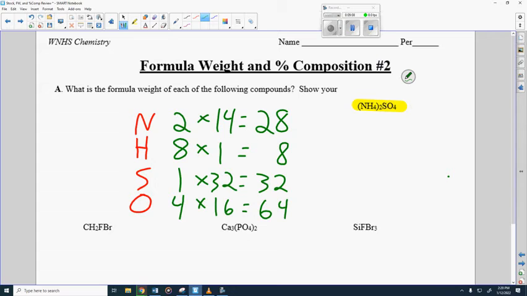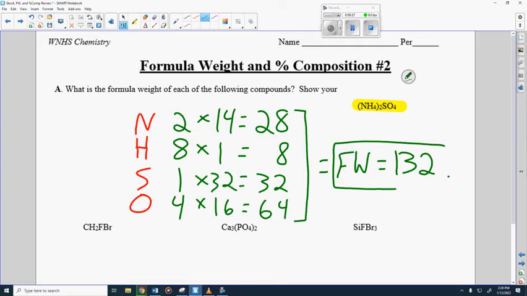And there we go. Now, what am I going to do with all these? I'm going to add them all up to get that grand total. And I'm going to find this comes out to be, let's see here, 132. So my formula weight equals 132, and that's what I'm going to box up as the model student. There aren't any units for formula weight, so I'll just put FW, standing for formula weight, equals whatever your number is, and box it up.